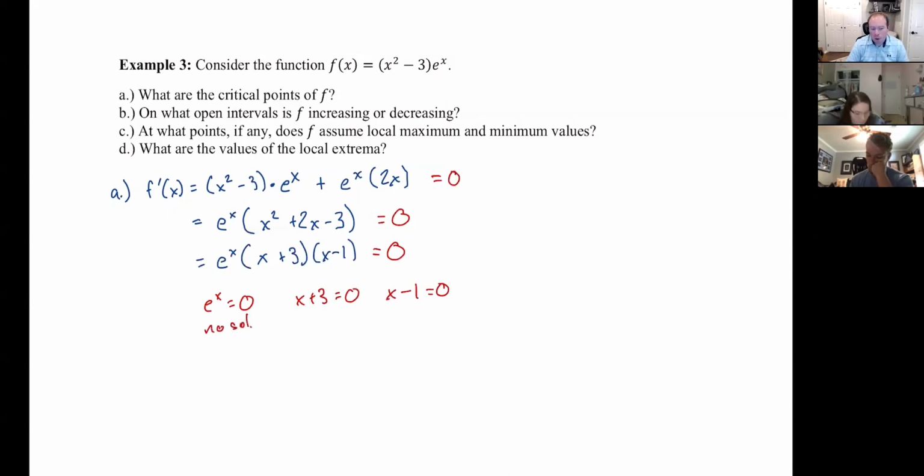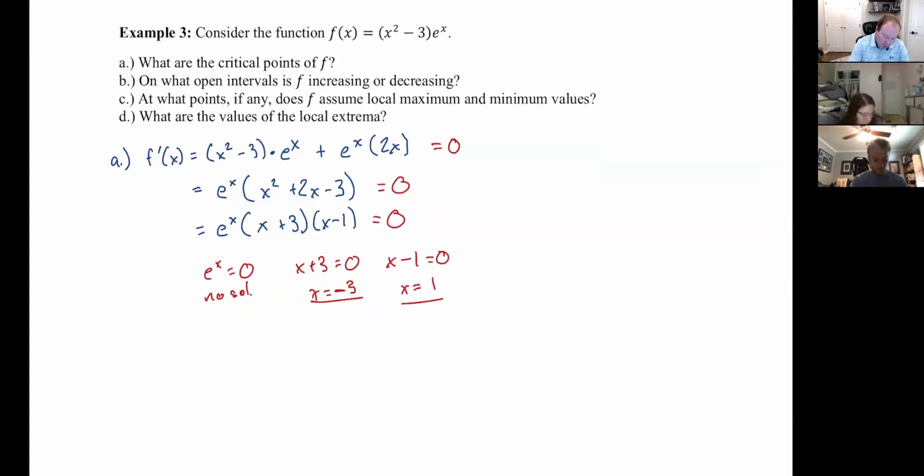There's no power that you could plug into x and make that go away. So that's not a critical point. That's just an extraneous term, which is okay. x is equal to -3 is our first critical point, and x is equal to 1 is our second critical point. So that is the answer to part A. Our critical points are -3 and 1.